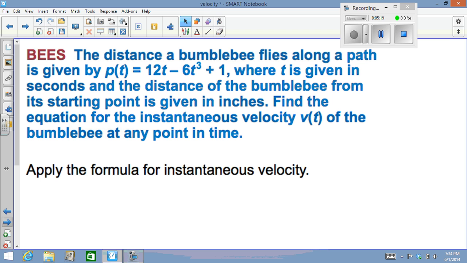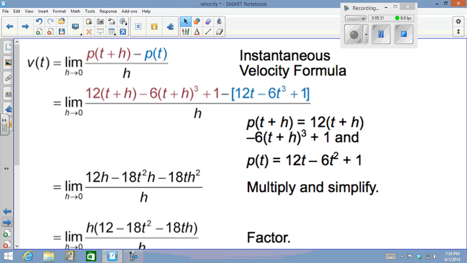So since it's at any point in time, instead of plugging in a variable, I'm going to be using an x. So actually a t, since we're using time, sorry about that. Since we're using time, we'll use our t variable. So therefore, I'm going to use my instantaneous velocity equation, and wherever I see a t, I'm going to plug in a t plus h.